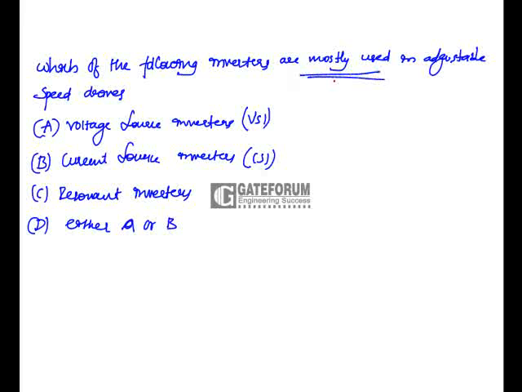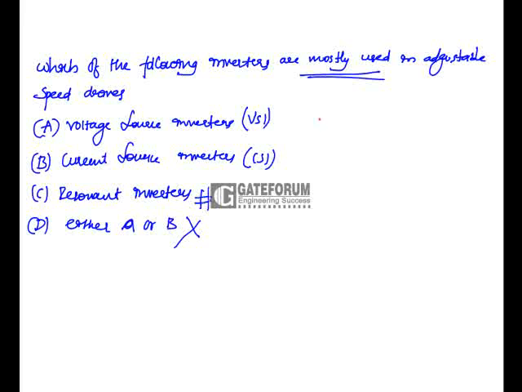Okay, which of the following inverters are used in adjustable drives? The question is different: which of the following inverters are mostly used in adjustable speed drives? That means only one option should be the correct one. Option D you can directly eliminate. Now, voltage source inverters, current source inverters, resonant inverters. Resonant inverters depend upon the commutation, he has named it.